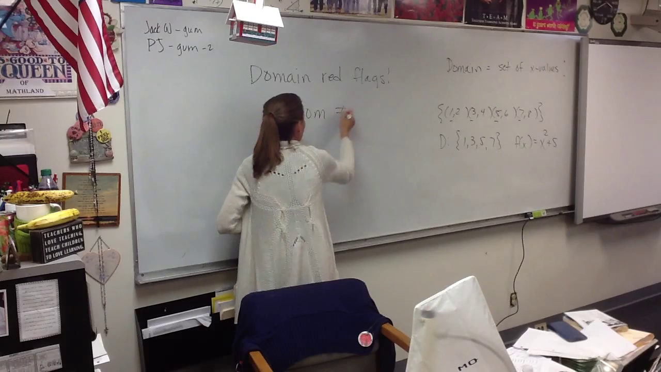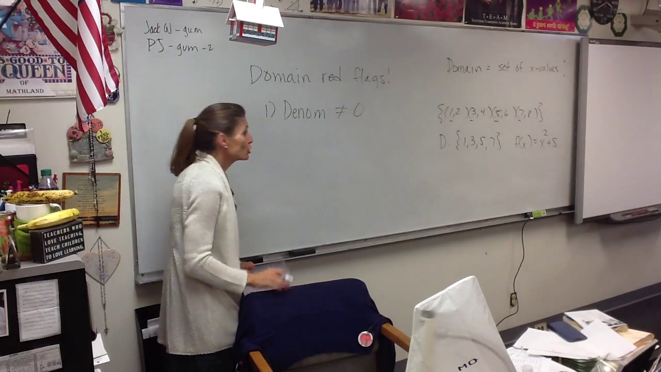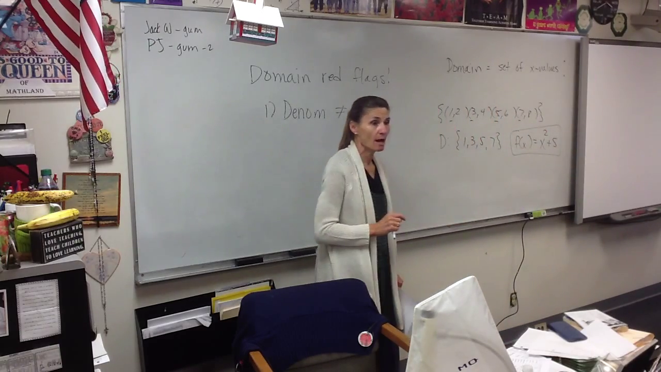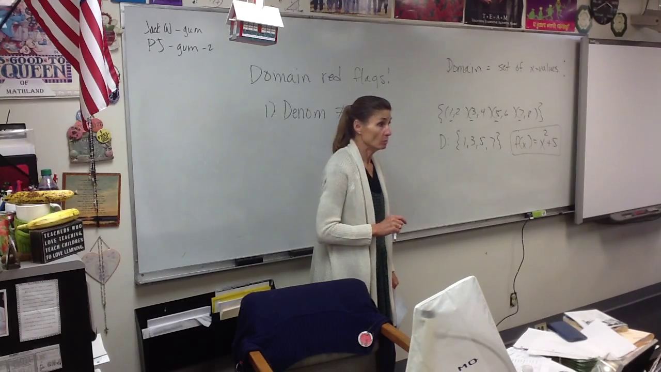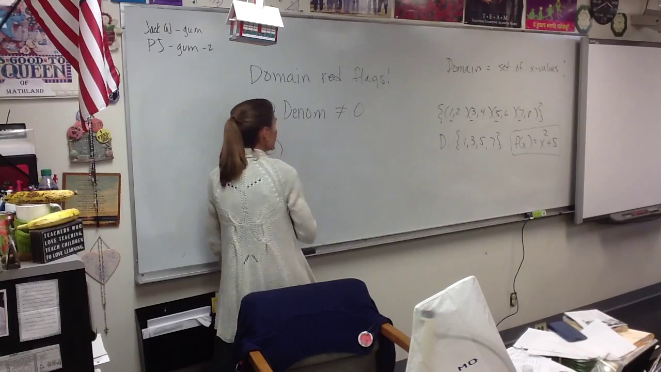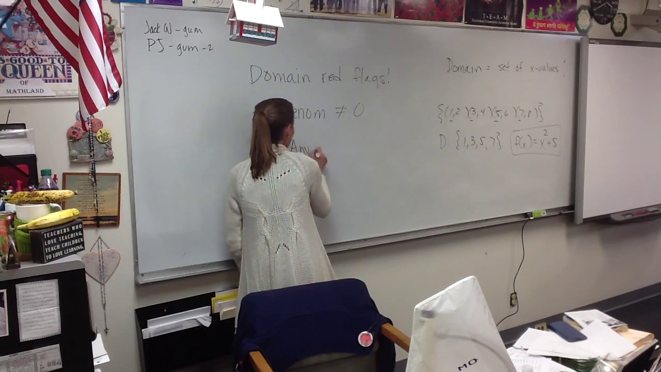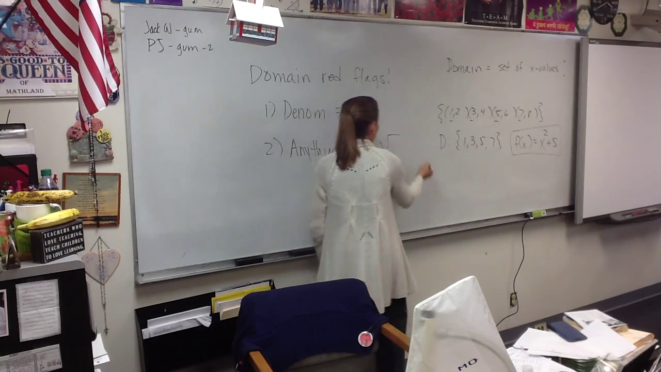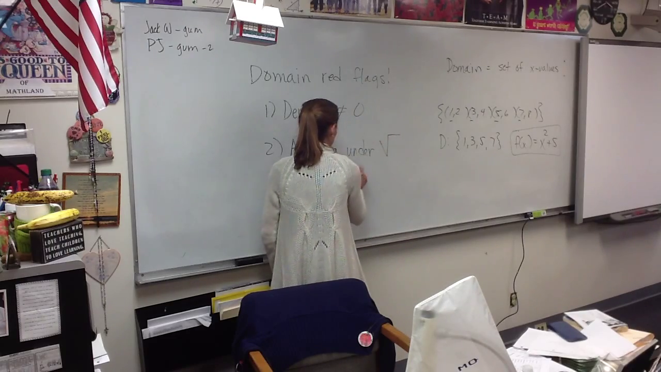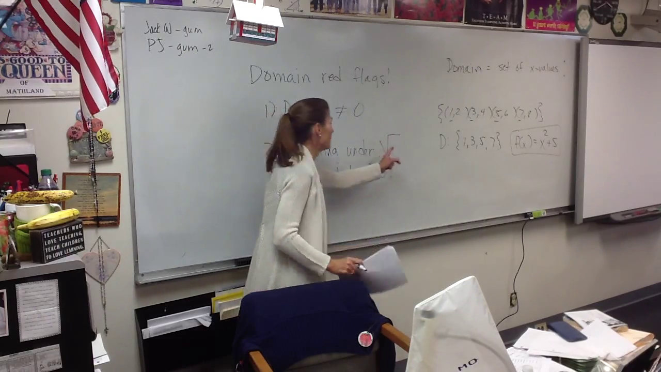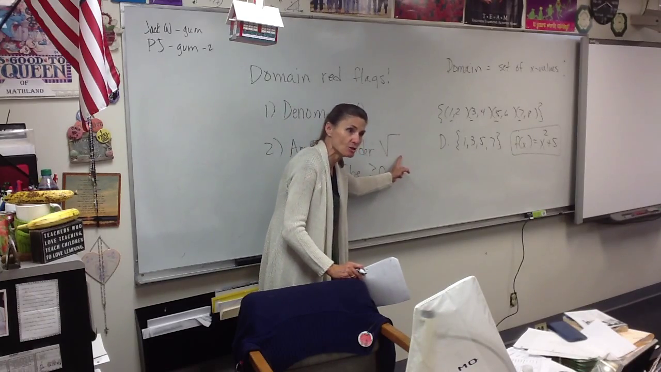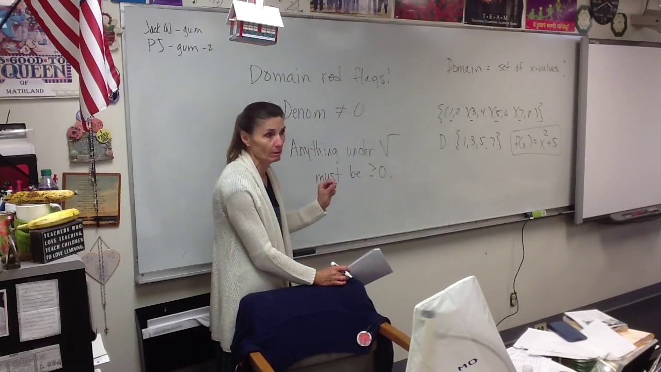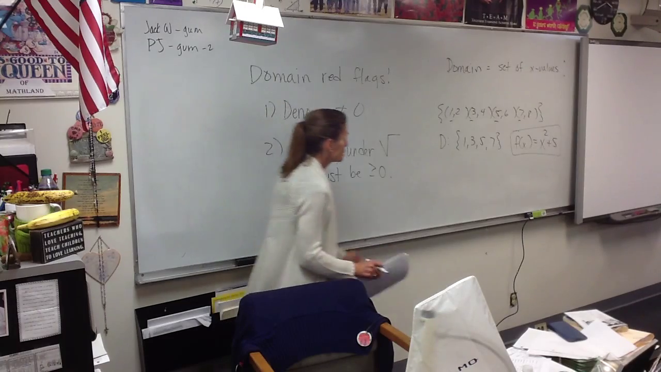Denominator cannot be zero. So when you look at your problem, the first question you ask yourself is there a denominator? And the answer is no. Good, we don't have to worry about that one. The second one is, anything under a radical must be greater than or equal to zero. In other words, I don't want any negative stuff under here. Does that make sense to you? What happens when we put negative stuff under here? We get eyes. We don't want eyes. We want to keep it real. No imagining. So does this one have a radical?